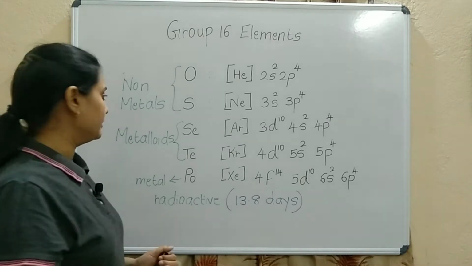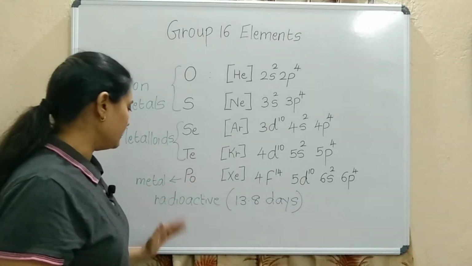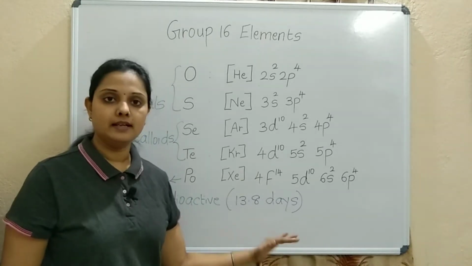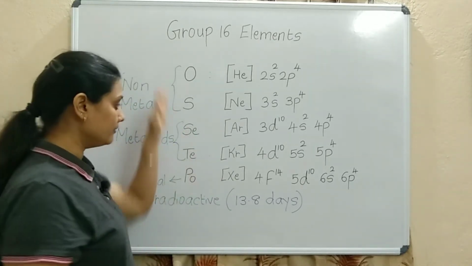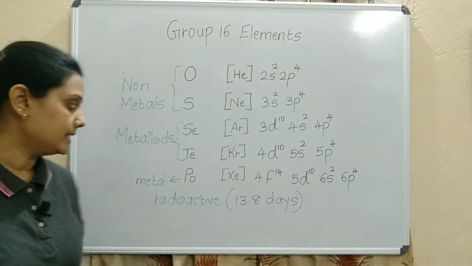So oxygen and sulfur are non-metals. Selenium, tellurium are metalloids. Polonium is a metal, radioactive in nature. 13.8 days is the half-life. Down the group we can see that we are moving towards the metal. Correct.